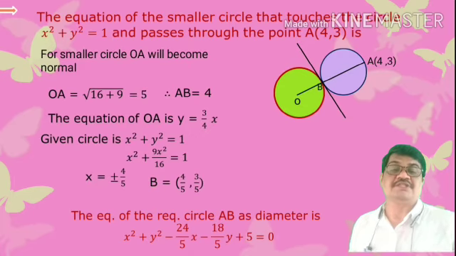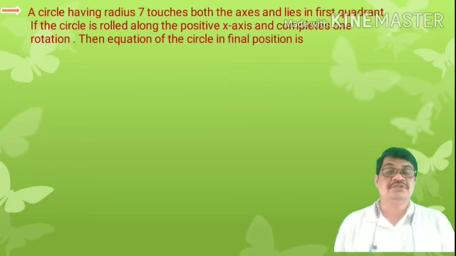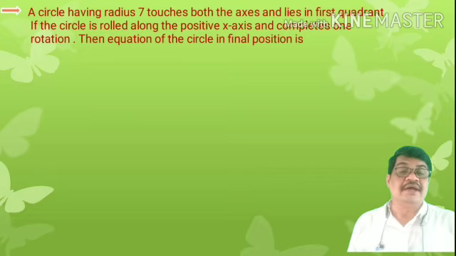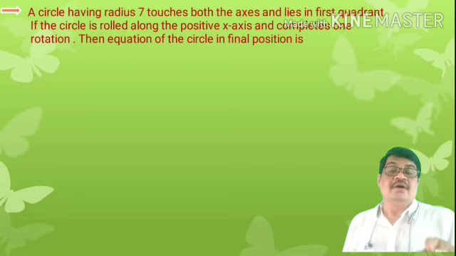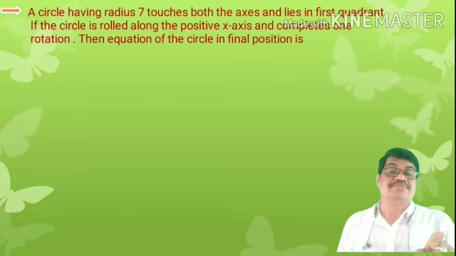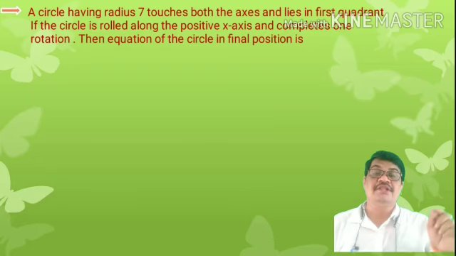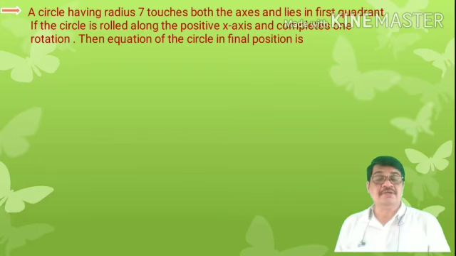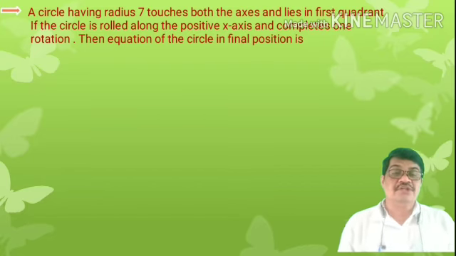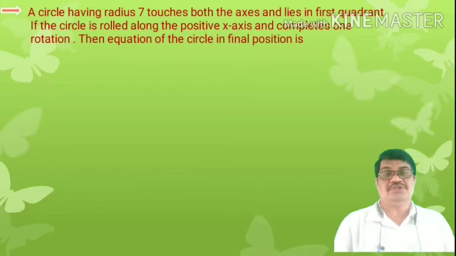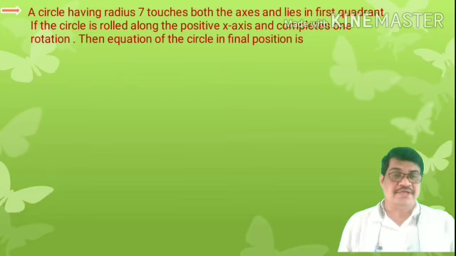See the next concept. A circle having radius 7 touches both the axes and lies in the first quadrant. If the circle is rolling along the positive x-axis and completes one rotation, find the equation of the circle in the final position. This is the concept here. Now we have to find the equation of the circle in the final position after rolling the circle on the positive x-axis.